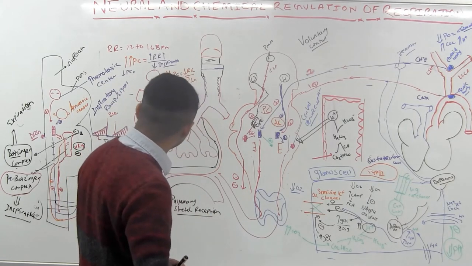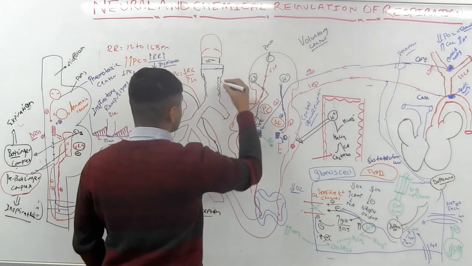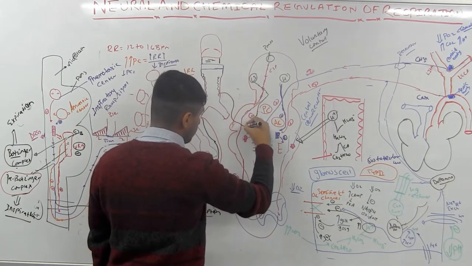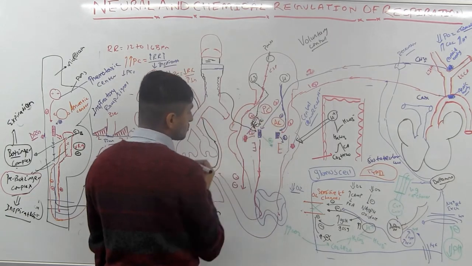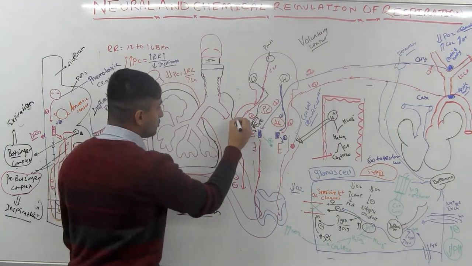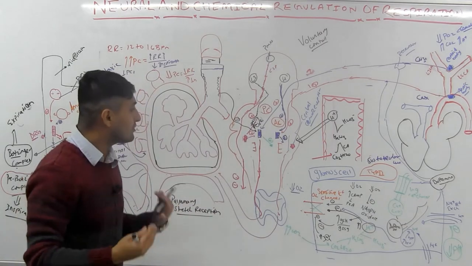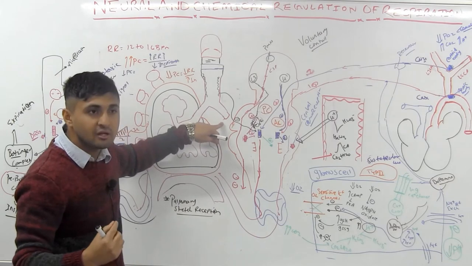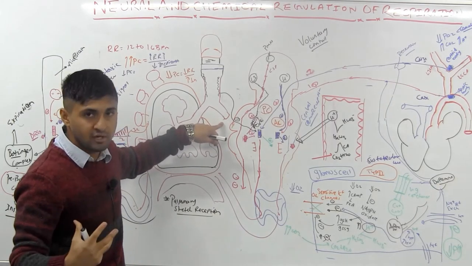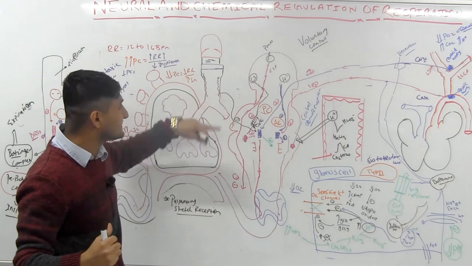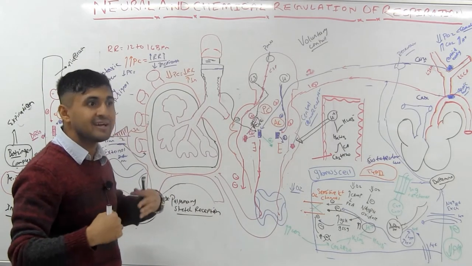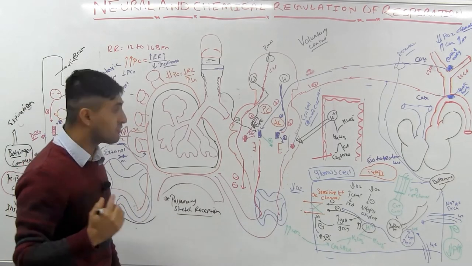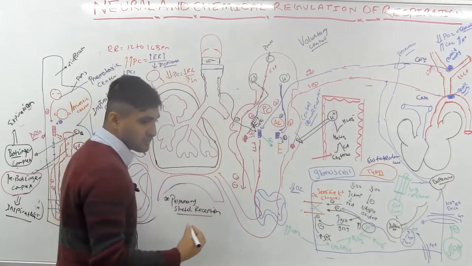It gives fibers back to the dorsal respiratory group of nuclei, right here. It gives fibers to the dorsal respiratory group to inhibit, because we don't want more air in. We need to inhibit inspiration, based on the lung volume. If you have a large volume, this gets stimulated and gives negative feedback signals to the dorsal respiratory nuclei. Through what? Through the vagus nerve.